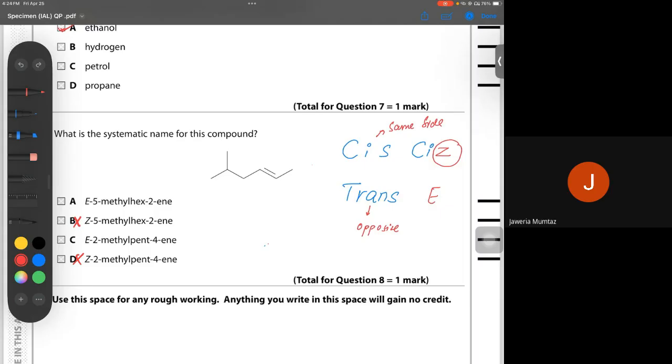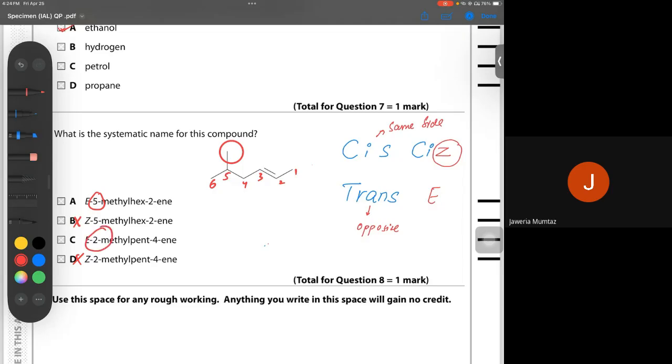Of course, if you remember when we were giving the names to an organic compound, what was the rule? We are supposed to give the lowest number to the double bond. Okay, one, two, three, four, five, six. At the fifth position, we have a methyl group. This is the branch. So 5 methyl.